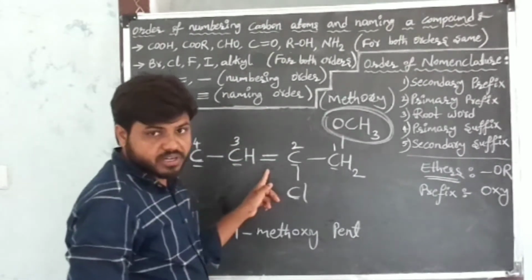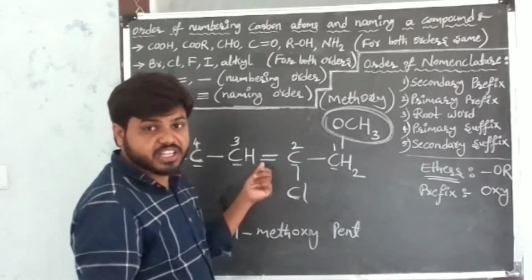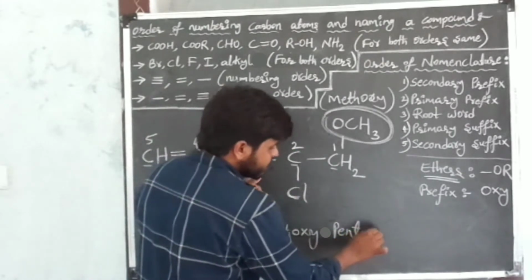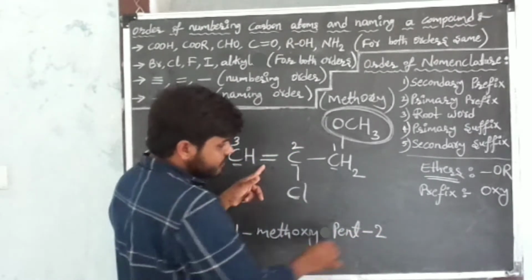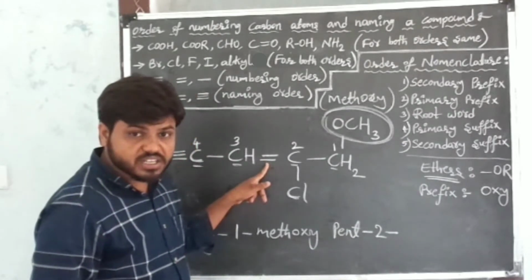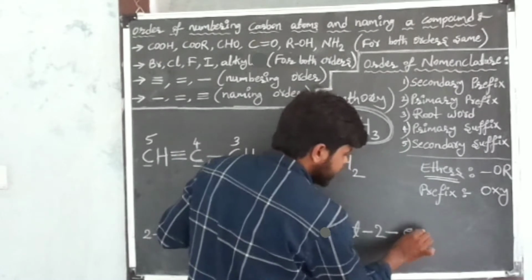First write the double bond. The double bond position is what? Second. First write the position, then after that the double bond suffix. I am writing the position. After writing the position, the double bond suffix is what? En. I am writing en.